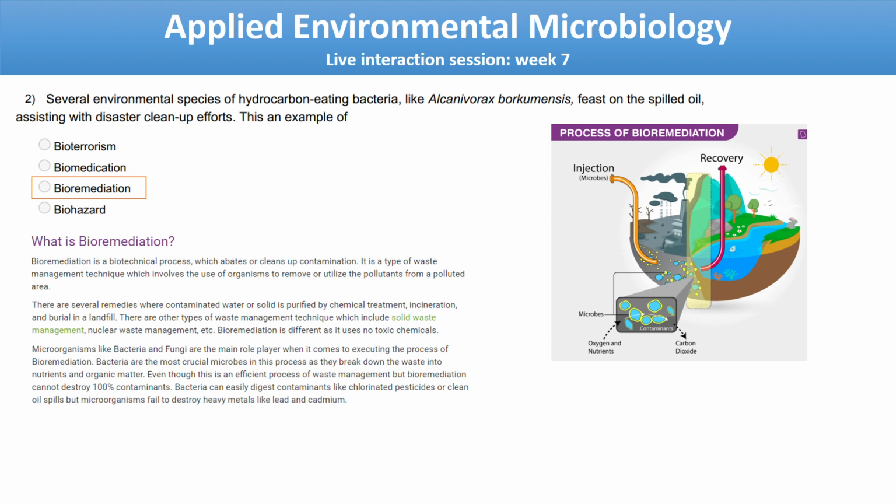Bioremediation is basically using microorganisms to metabolize all these toxic chemicals in order to produce a non-toxic product which is not detrimental to the environment. Okay, so what kind of microorganisms are used? Microorganisms like bacteria and fungi play a major role in this bioprocess. In this process, as I said, they break down the waste into nutrients and organic matter which are no longer toxic to the environment.